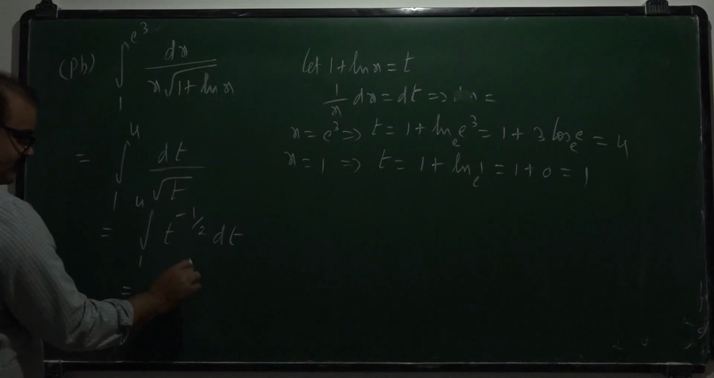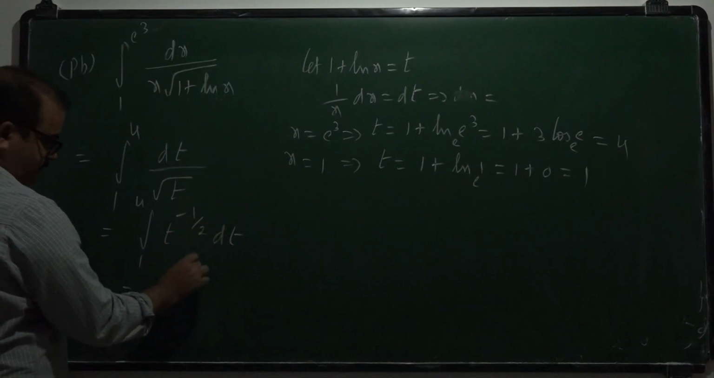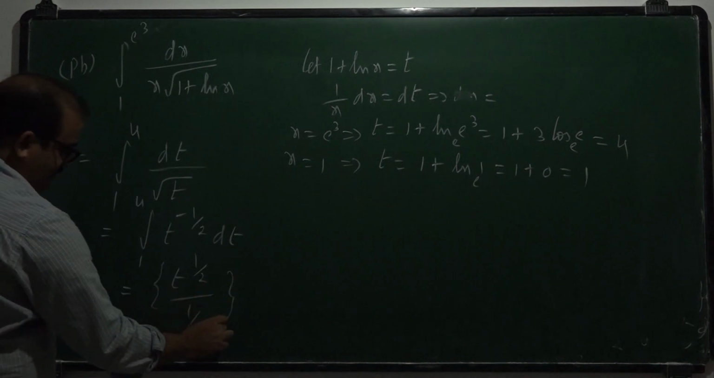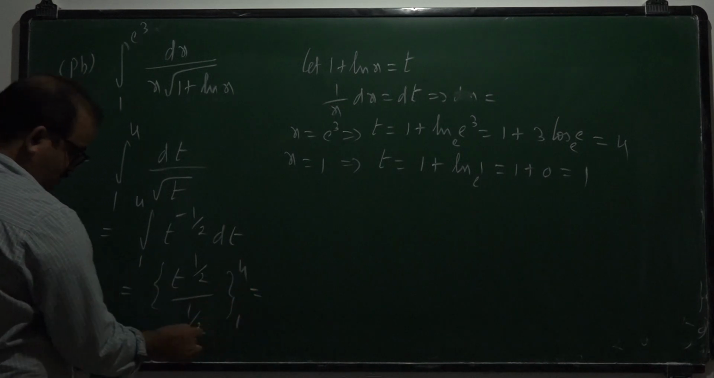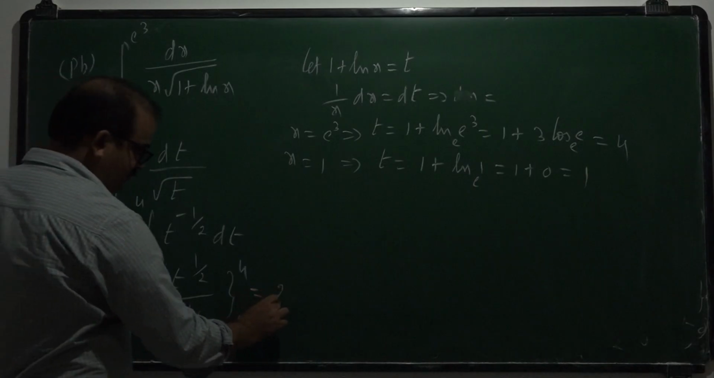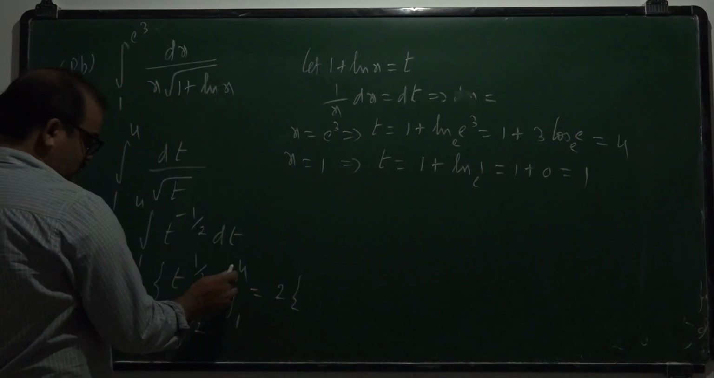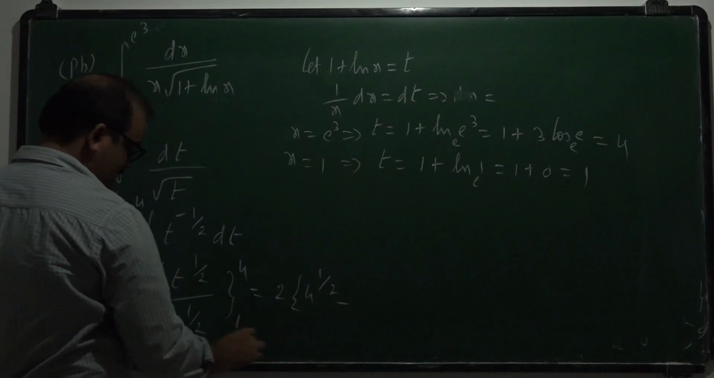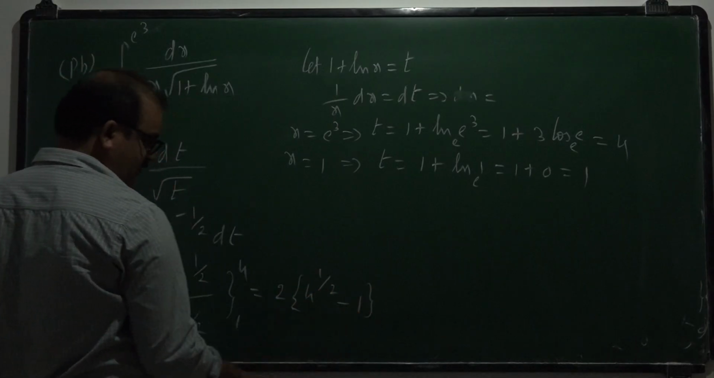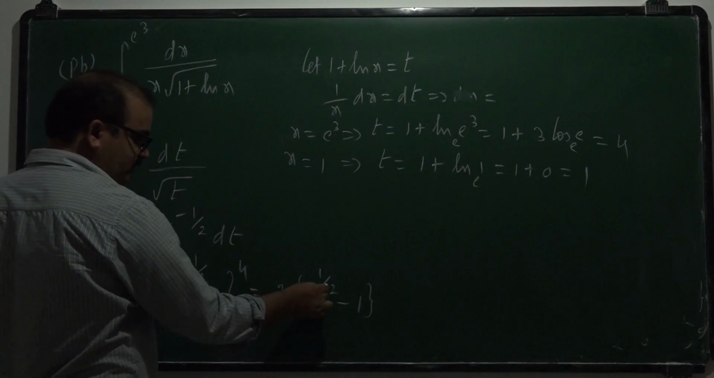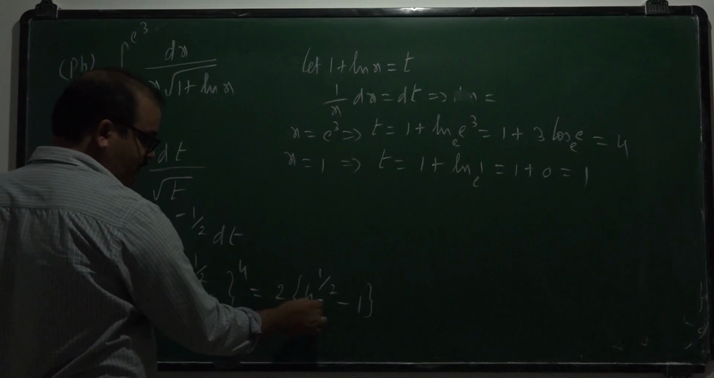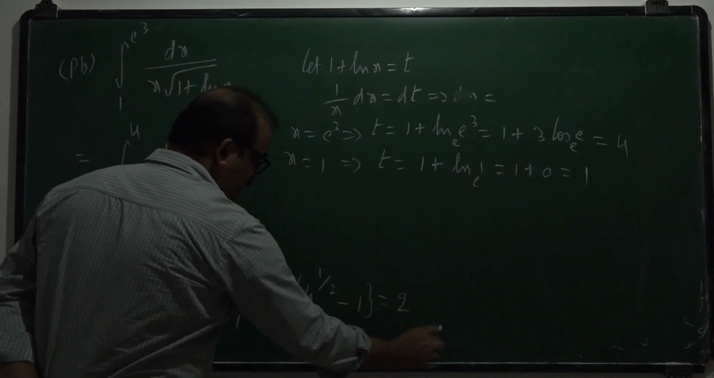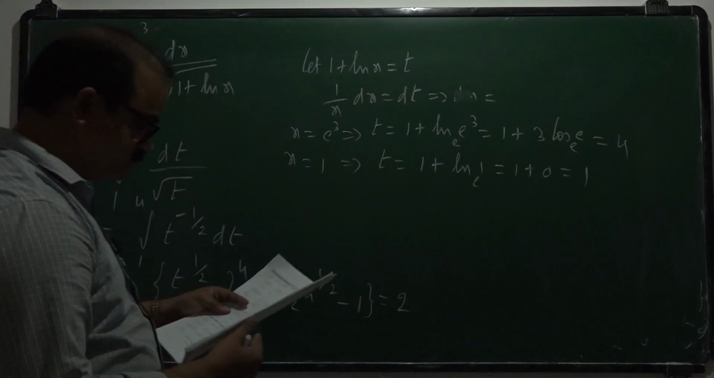On integrating, t power minus 1 by 2 plus 1, divided by 1 by 2, between the limits 1 to 4. This 2 goes to numerator, 2 into, take the upper limit 4 power 1 by 2 minus 1 power 1 by 2, that is 1. 4 power 1 by 2 means root 4. Root 4 is 2. 2 minus 1, 1. So that is 2.